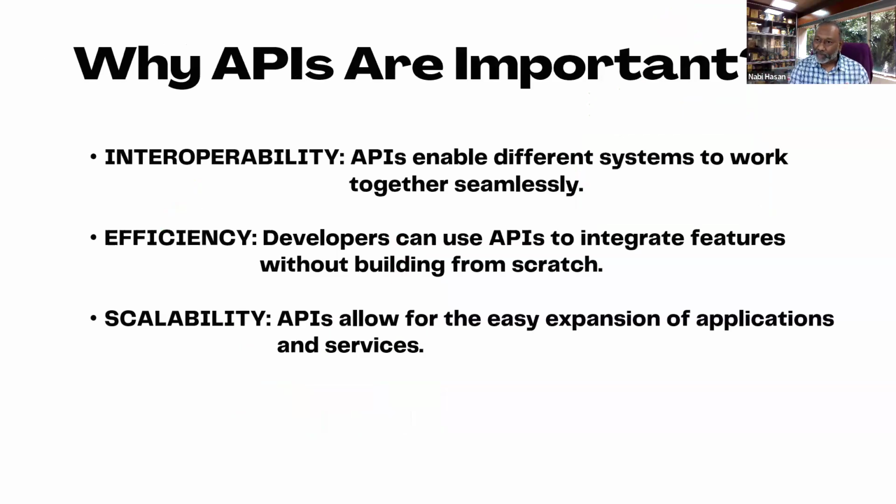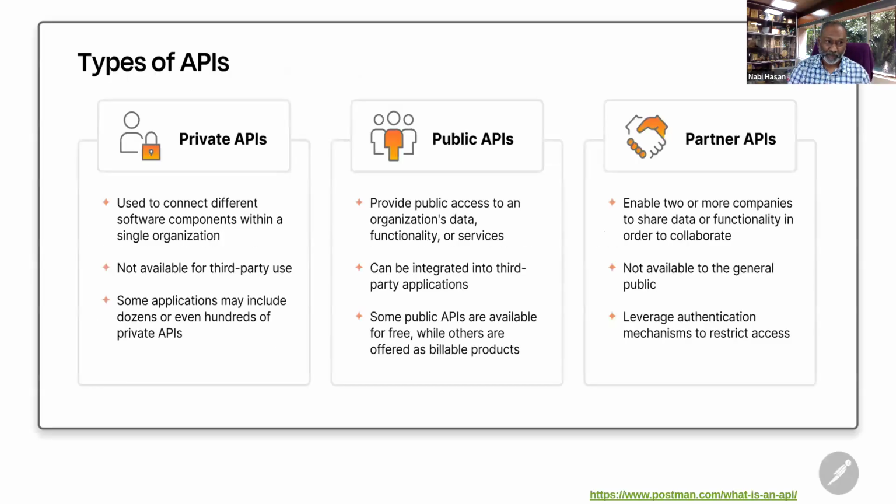Then why are APIs important? APIs are important because of their interoperability aspect. They enable different systems to work together seamlessly. Developers can use APIs to integrate features without building from scratch. And scalability: APIs allow for easy expansion of applications and services, meaning you can add more applications and more services using APIs.